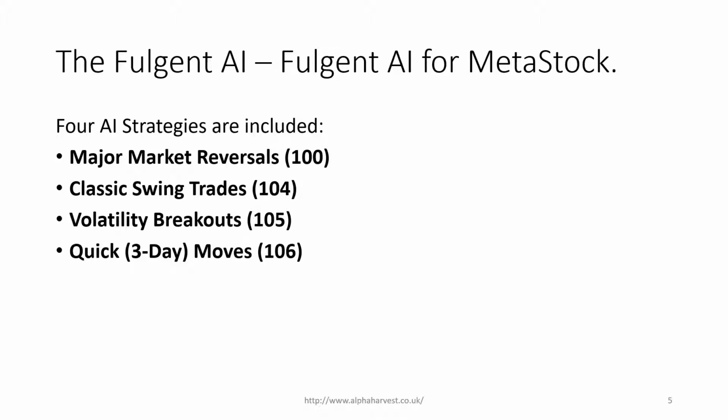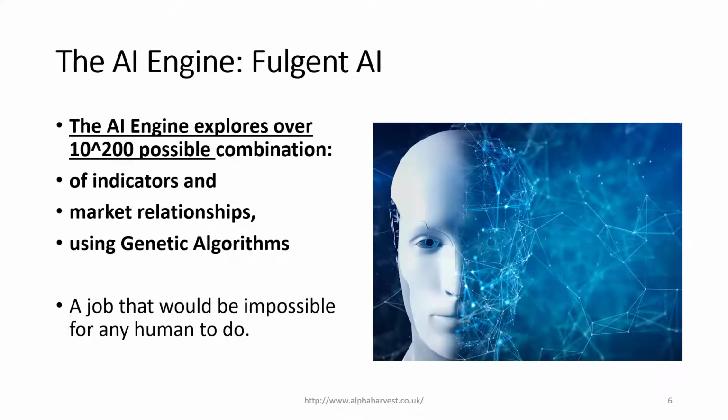Now, the tip of the iceberg explanation of how the AI works, just to recap: the AI does 10 to the power of 200 different possible combinations of stock market indicators and stock market relationships, and we use genetic algorithms to do so. This is a job impossible for a human to do. So you can see the AI uses absolutely every possible technical indicator with every possible setting, and then develops trading strategies that are high probability trading strategies. We're only looking for high probability trading strategies.